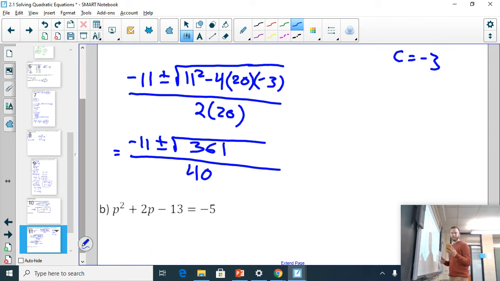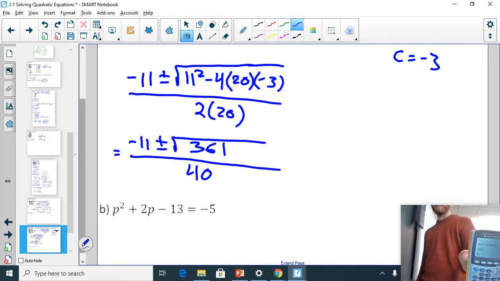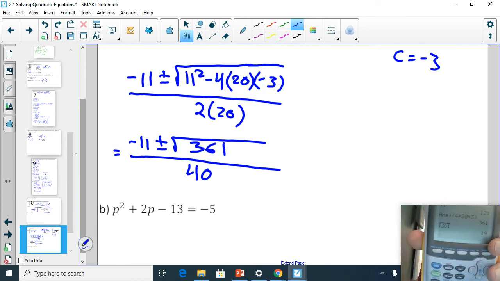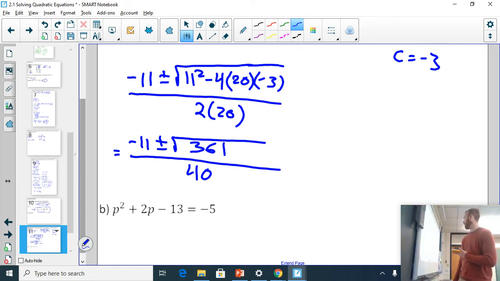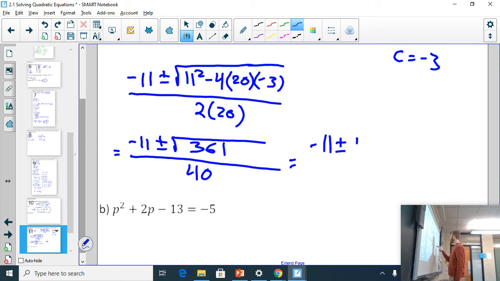So I just typed it into my calculator, and you're not supposed to know that, but square root of 361 turns out to be a nice perfect square, so that's 19. And so what we really have is negative 11 plus or minus 19 all over 40.